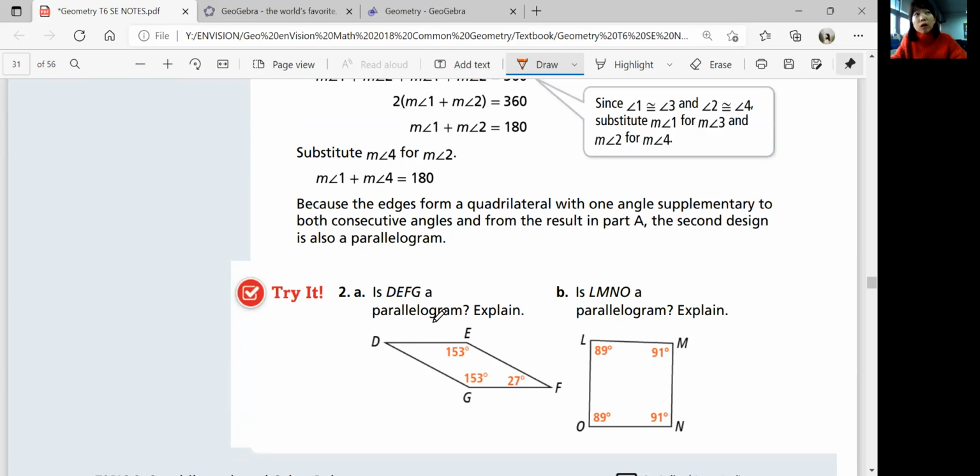Okay, part A. Is this a parallelogram? You have 153 for E, G is 153, and F is 27. So D must also be 27, right? 360 minus all these would be 27. And also 27 is supplementary to both G and E. So D must also be supplementary to the other two consecutive angles. And so since the opposite angles are congruent, and you have same side interior angles that are supplementary, both pairs of opposite sides must be parallel to each other. So yes, it is a parallelogram.